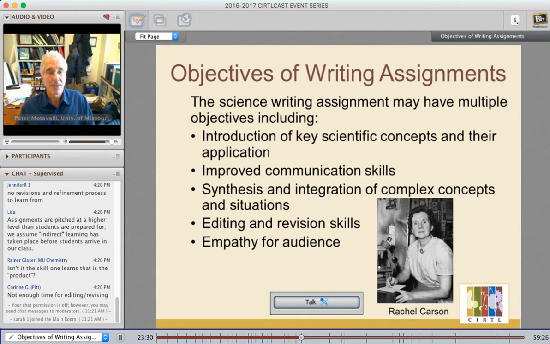The one that I think is really important that often is lacking is an empathy for an audience. So it's like learning Latin, that basically it's a dead language and there's no one who speaks it. And so if you're writing for an audience that you don't know who it is and can't visualize who it is and don't understand what they're going through, then your writing is not going to be well targeted for that audience. And so this, I think, is a really important part of the objectives.